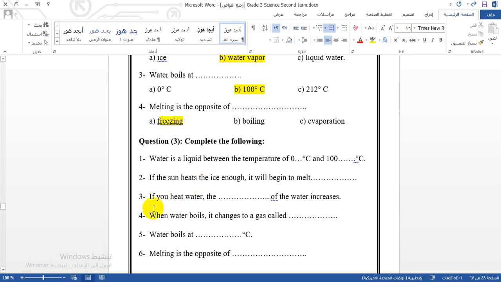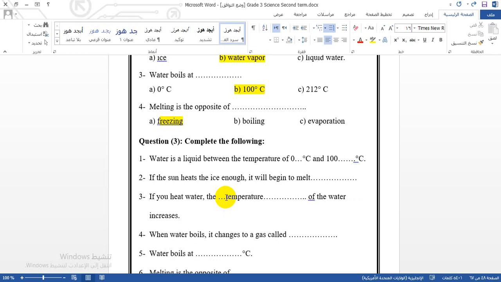Okay, what about if you heat the water or start to boil the water in the oven? What will happen exactly to the water? The temperature of the water increases. When water boils, it changes to a gas called what exactly? When the water boils, it will reach 100 Celsius degrees and start to boil. So it will change from liquid to what? To gas. What do we call the gas here? Water vapor.